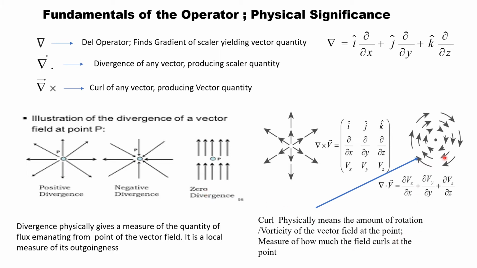And the curl means the amount of rotation, or the vorticity, of the vector field at a point: how the field is rotating and how the field curls at a particular point. So it is a vector quantity.